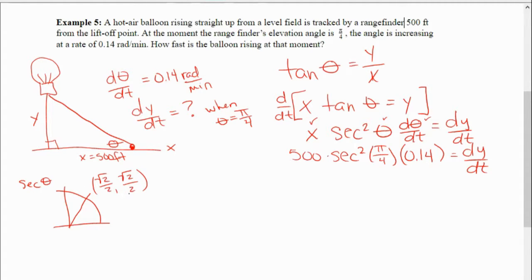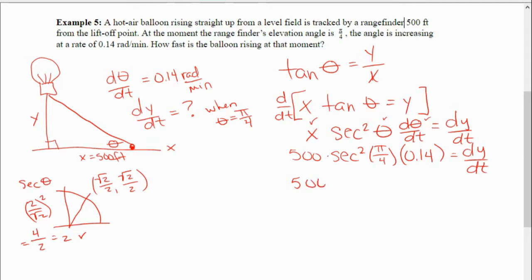So it doesn't matter actually whichever one it is. It's just going to be square root of 2 over 2. So secant at pi over 4 is going to be 2 over the square root of 2. And then we need to square it. So then that just becomes 4 over 2, which is just 2. Okay, great. Let's plug it in.